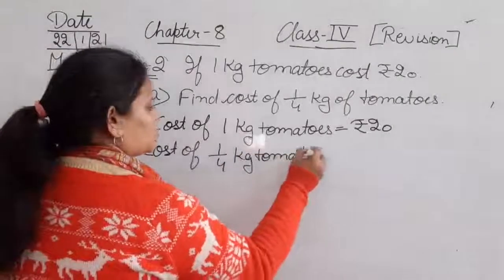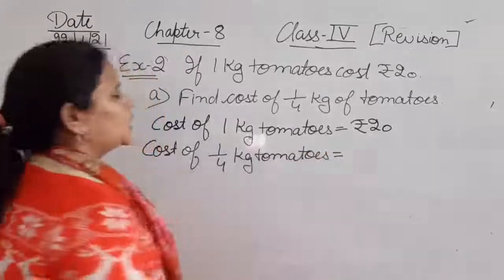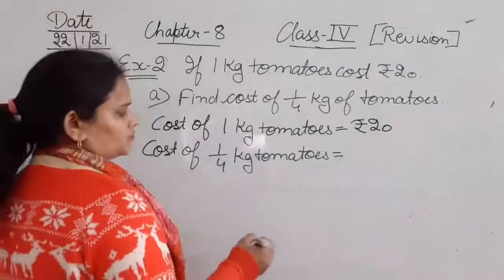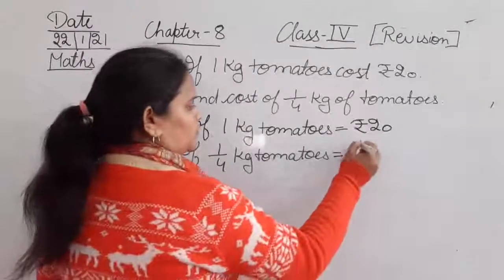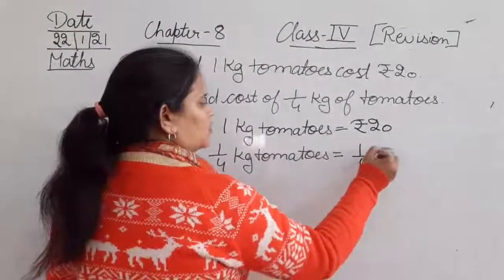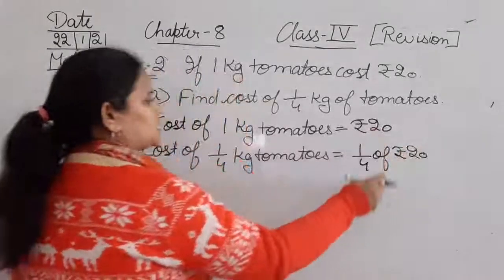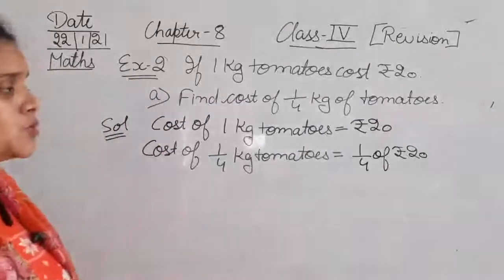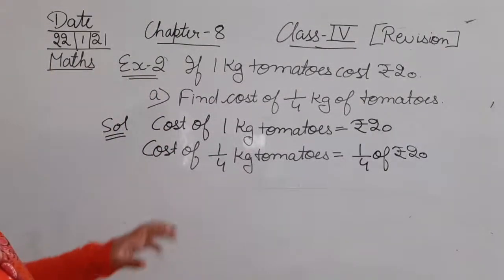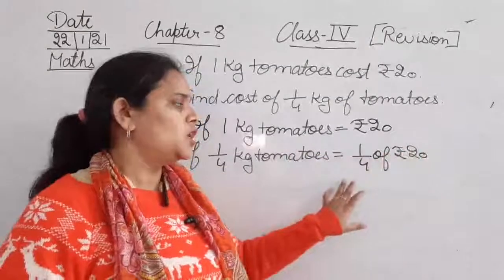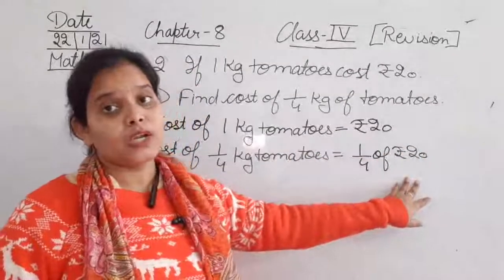1/4 kg जो tomatoes है उनकी हमें cost find out करनी है. That we have to find out. Cost of 1 kg tomato is ₹20. Cost of 1/4 kg tomatoes की हमें निकालनी है. Okay, that means we have to find 1/4 of ₹20. 1 kg की इतनी है तो 1/4 की उससे कम होगी. So we will find the 1/4 of, अगर 1 kg की है तो इसके 1/4 की भी इसकी जो कॉस्ट है वो भी 1/4 होगी. So we will find the 1/4 of ₹20.